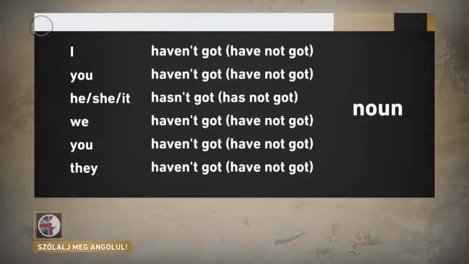We all remember that we have to be careful with the third person singular, he, she, it, because the spelling for the verb to have changes in the third person singular. All of the other forms are have got, but the third person singular is has got. So, I've got 2 legs and 2 arms. You've got 2 legs and 2 arms, but she's got 2 legs and 2 arms.